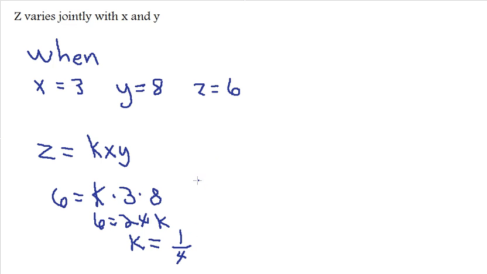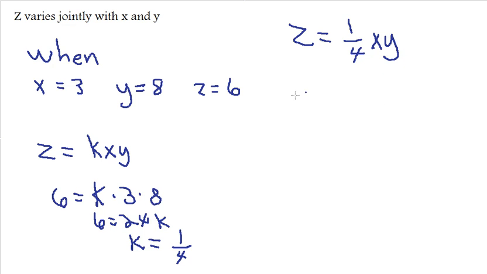So now rewrite your equation with your new constant of variation back into the equation. So my equation for this situation, how everything relates to each other, is going to be z equals 1 over 4 x y. Now they may give you two values for x and y, and you simply got to take those, substitute those values in, and solve for the missing link.